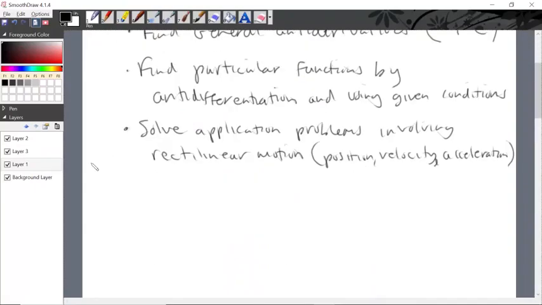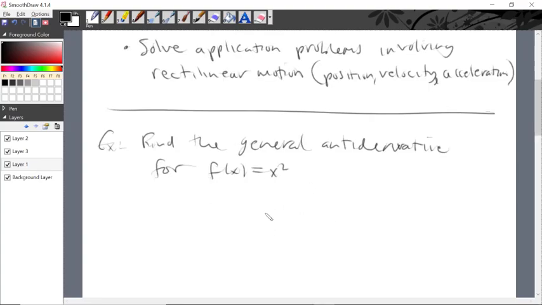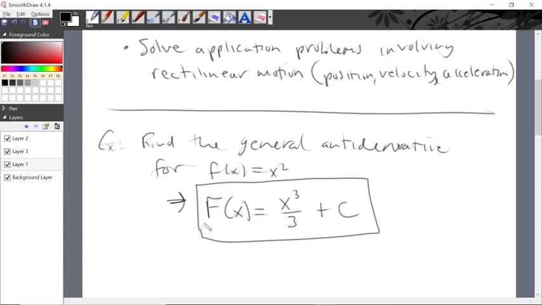Okay, so the general antiderivative for f of x equals x squared. Okay, find the general antiderivative for f of x equals x squared. So how can we do that? We can reverse the general power rule. And so the general antiderivative, let's call it big F of x, is x cubed over 3 plus c, where c represents any constant. So this is a family of functions.